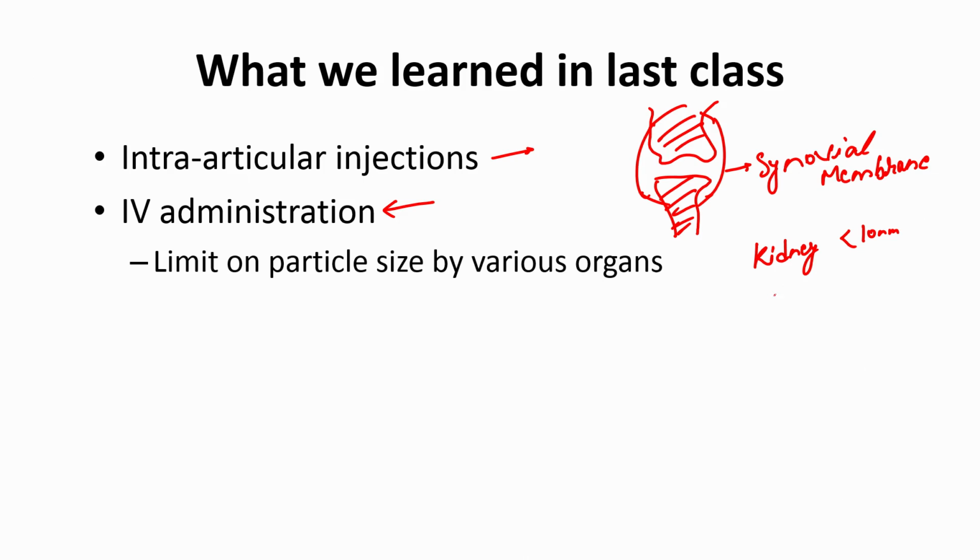Then we said that anything with size greater than 200 nanometer, the spleen will clear it away, 200 nanometer plus particles. So, you want the sizes to be below 200. Of course, the smallest blood vessel is 5 micron, so you should definitely have less than 5 micron. We also discussed that the liver is another major organ that is going to clear quite a lot of your big particles. So, basically you want something in the size range of 10 to 200 nanometer.